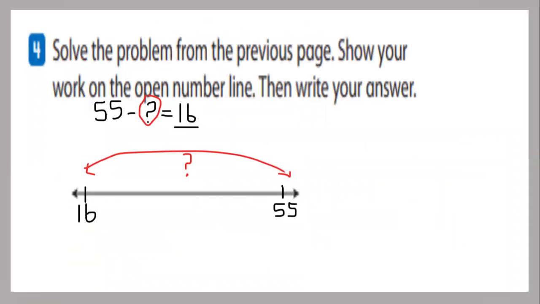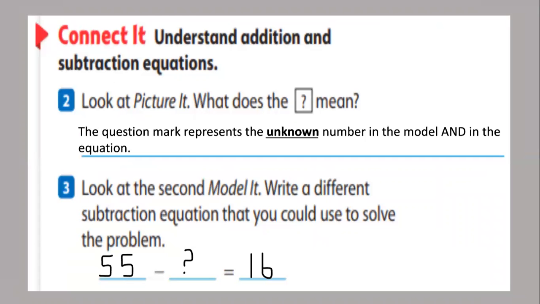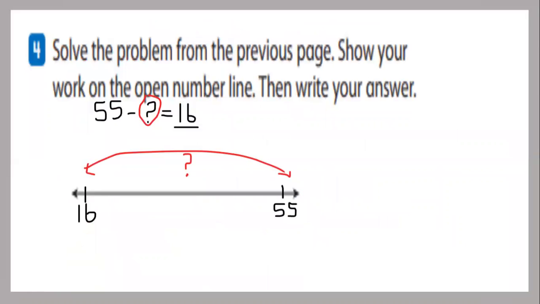Now we solve it on a number line. The same equation that I put here, 55 minus unknown number equals 16. Set that up on a number line. I put 16 on the left side of the number line, 55 on the right, and I'm going to be using the adding up strategy to solve this subtraction equation. I'm going to figure out the difference between 16 and 55 on the number line.